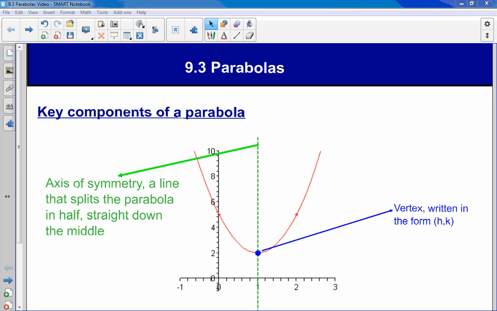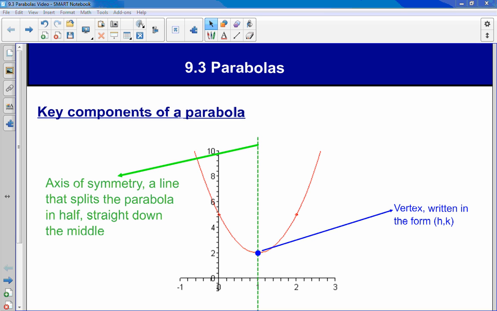Now, I've brought up these slides to really remind you that we've already talked about a lot of these things already. The axis of symmetry, remember, that's the line that splits the parabola in half straight down the middle. It is the line of mirrors. If you were to fold that parabola in half, you'd get the same thing on both sides, and that's what the axis of symmetry serves as. And then the big thing, the corner piece, for lack of a better term, is the vertex. And the vertex is written in the form of h comma k. This is all stuff that we know.